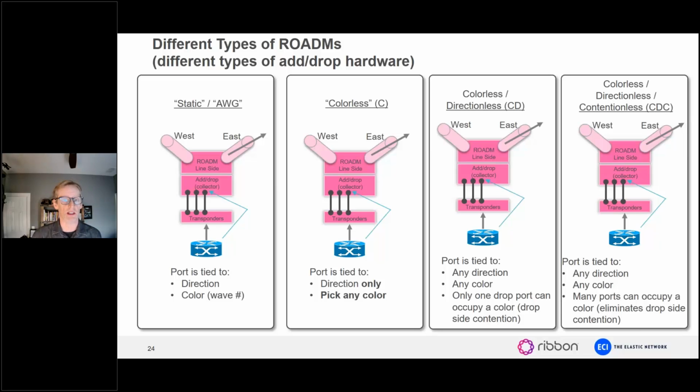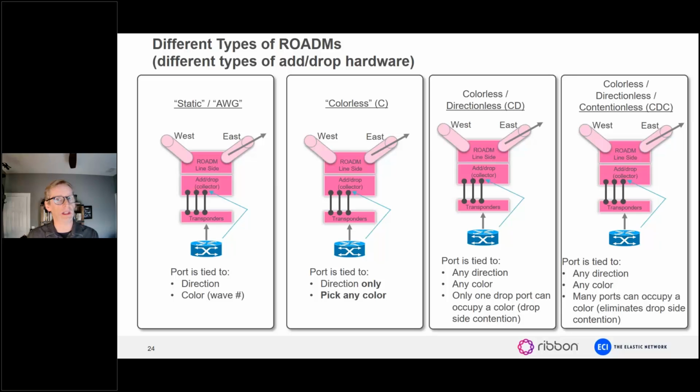Colorless directionless takes things to the next level. I still have these ports between my transponder and my add/drop collector, but now the port is not tied to any direction at all. It's not tied to any color. And the limitation is only one drop port can occupy a certain color. So only one of my drop ports can be wavelength 1. I can't have 2 drop ports that are wavelength 1.